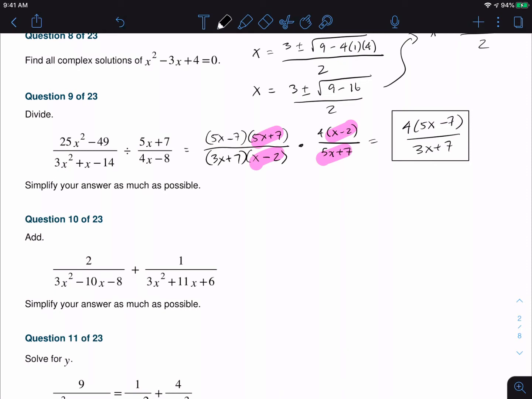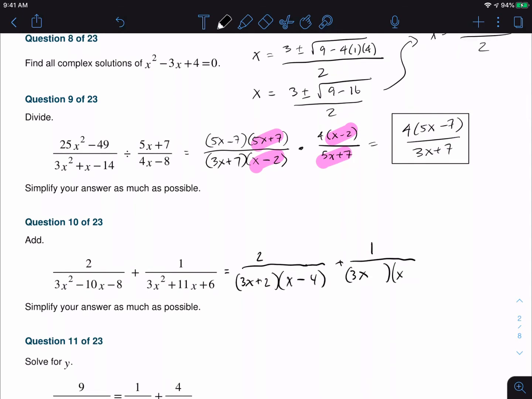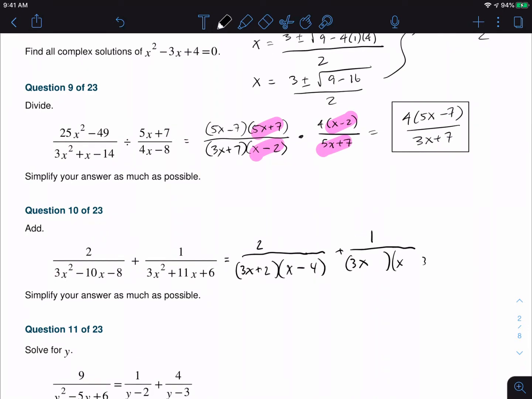So in this example here on number 10, we're going to have to factor them. And so what's going to end up happening is I'll get 2 over, and then let's see if we can factor this. So 3x and x. So I think it'd be 4 and 2. So this should be minus and this should be a plus. And then this next problem is going to be 1 over, and then we need to factor it. So it's going to be 3x and x, and I need it to be 3 and 2, and they're both plus.